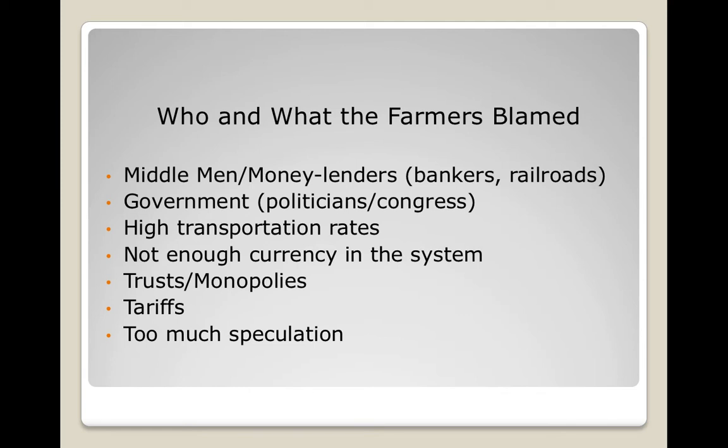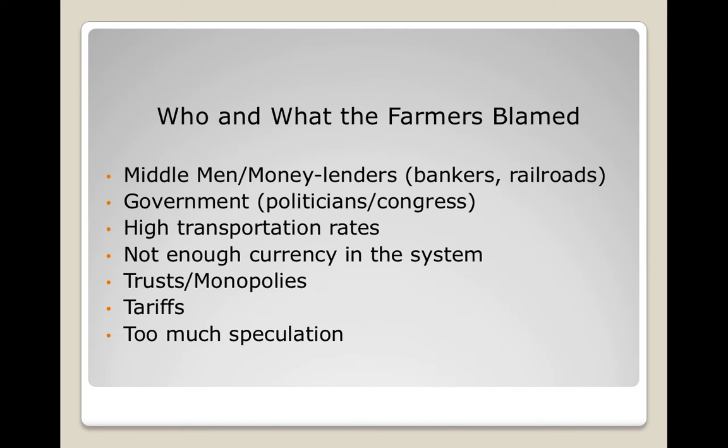They felt there was not enough currency in the system, particularly gold and silver. They thought trusts and monopolies were a problem, as well as tariffs. There was also too much speculation in the market, causing their prices to go down.